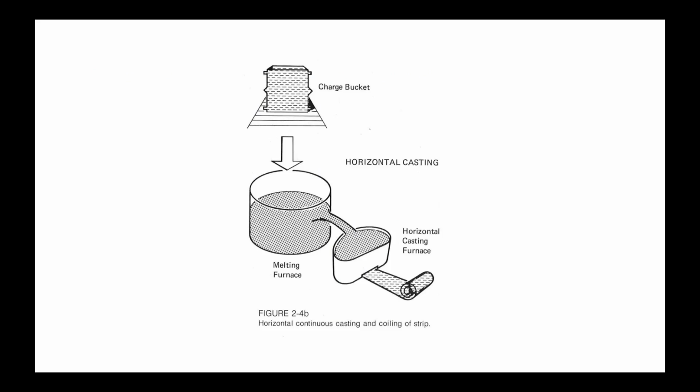Here you have an illustration of horizontal casting. Again, you have a melting furnace, a holding furnace. This is a highly simplified drawing. And you have a cast strip or a relatively thin material.